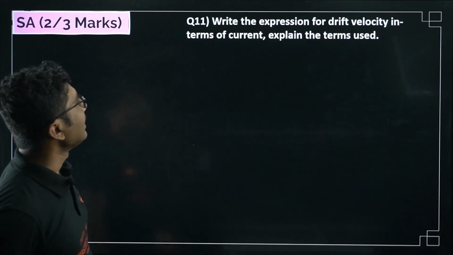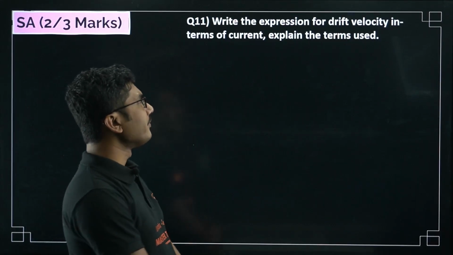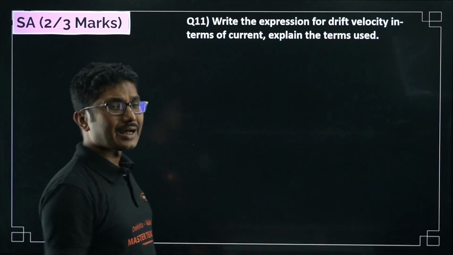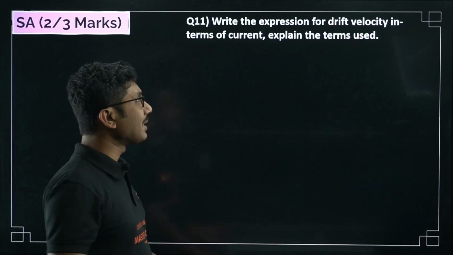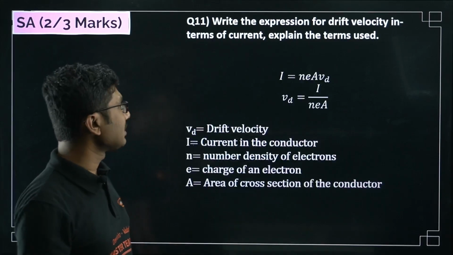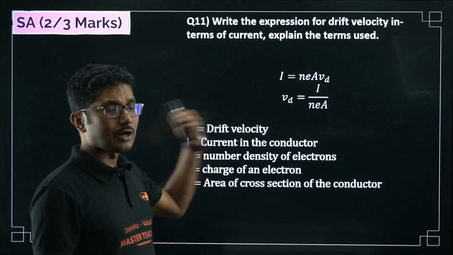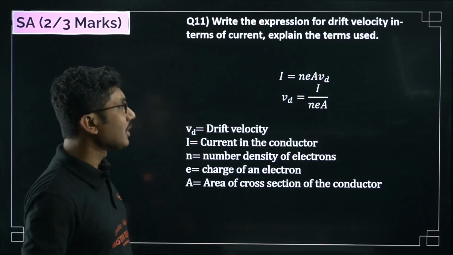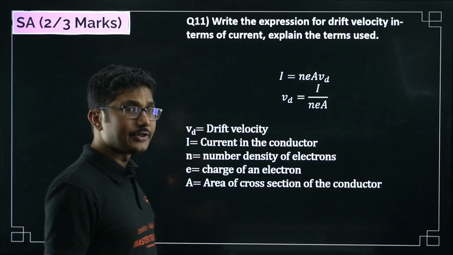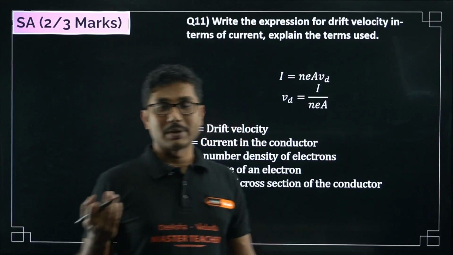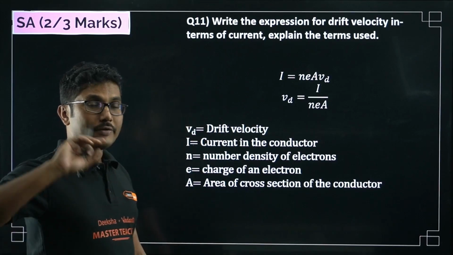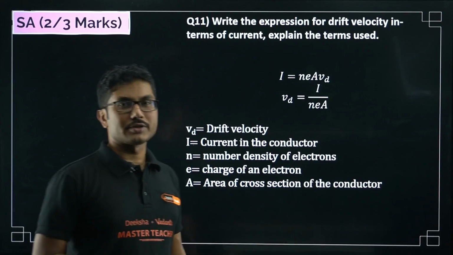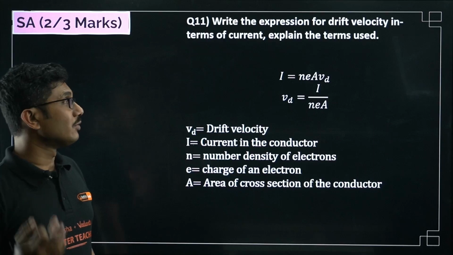The next part, obviously, write the expression for drift velocity in terms of current. Explain the terms used. Now, from current there are a lot of possible questions, but this is one of the most commonly asked questions. So obviously, we are covering all common, most probable, not super difficult questions, so that anyone who is watching this video can score 40 plus. That is my target. Even if someone has not passed any of the exams, if he watches this video, he should still score 40 plus marks.